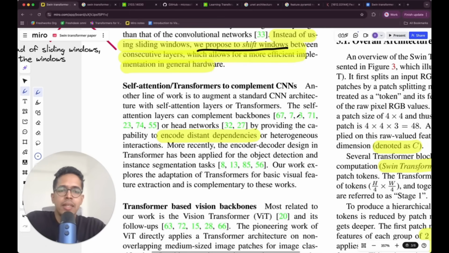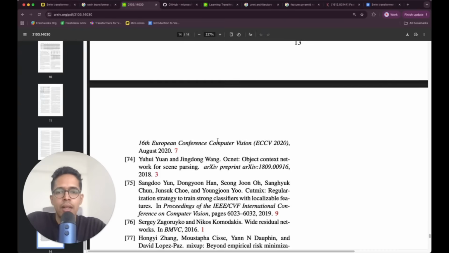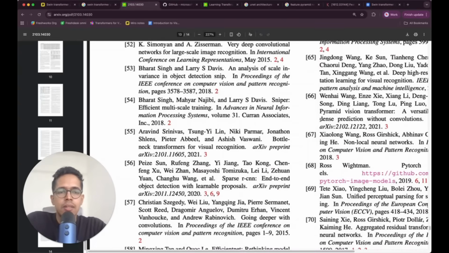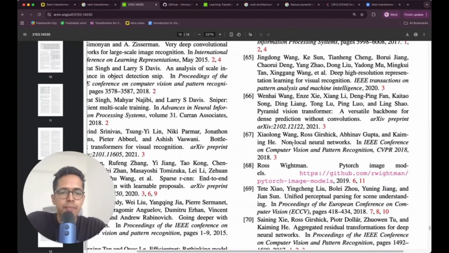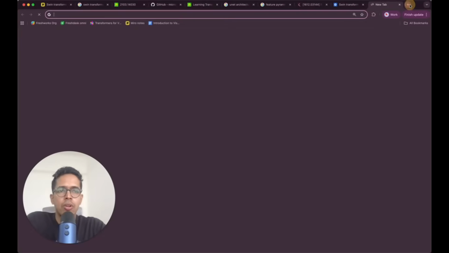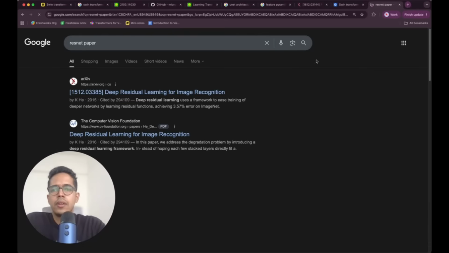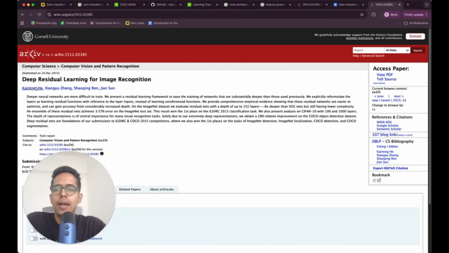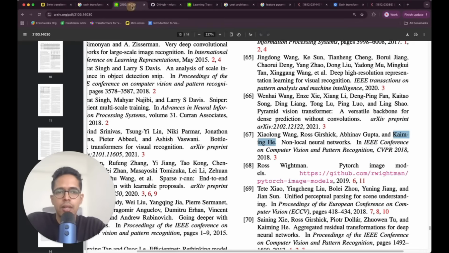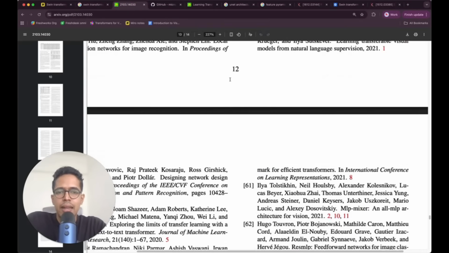So 67, 7, 3. What are those papers? They have added 7 twice here. These small mistakes can always happen in papers, not a big deal. 67 is this. Kaiming He was, I think, part of ResNet, right? He was the main author of the ResNet paper, if I'm not wrong. Yes, Kaiming He was the lead author. He's a highly cited researcher, very famous. So that is 67.